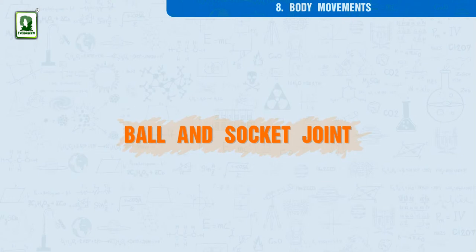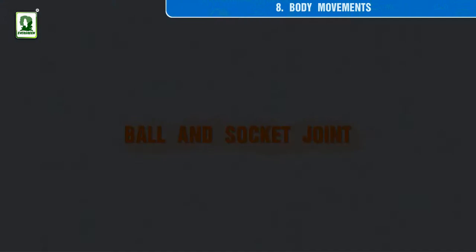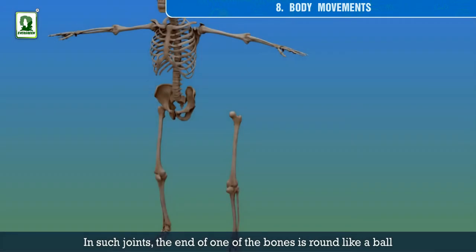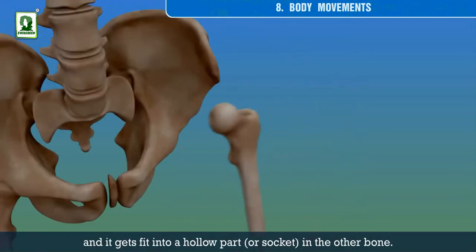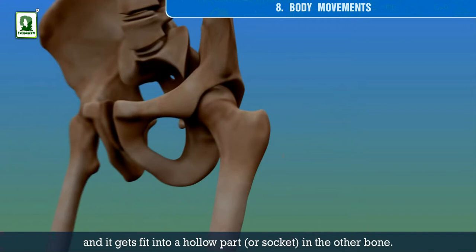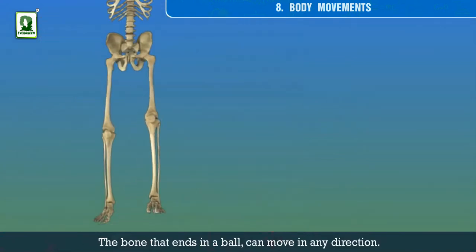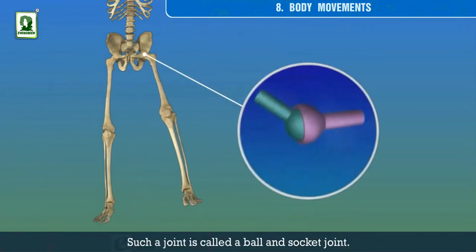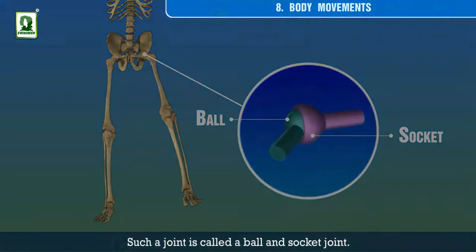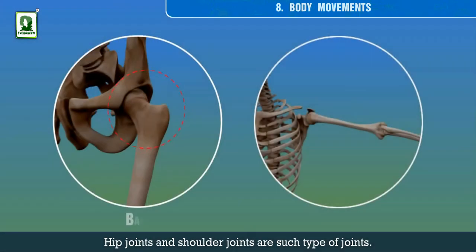Ball and socket joint. In such joints, the end of one of the bones is round like a ball, and it gets fit into a hollow part in the other bone. The bone that ends in a ball can move in any direction. Such a joint is called a ball and socket joint. Hip joints and shoulder joints are such type of joints.